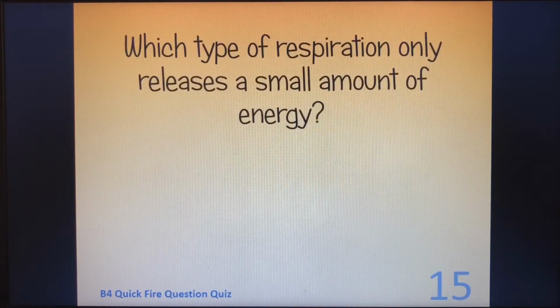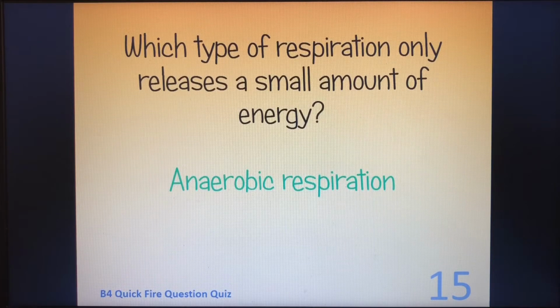And question 15. Which type of respiration only releases a small amount of energy? So this one is not so efficient, okay? Only releases a small amount of energy. It's not as efficient as the other type of respiration. Which one am I describing? And the answer is anaerobic. Again, check your spelling, okay? So anaerobic is the one without oxygen. It's very inefficient, doesn't release as much energy.